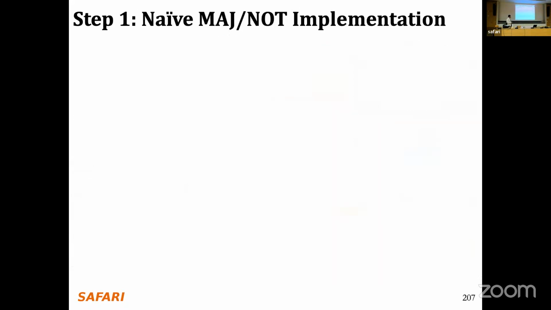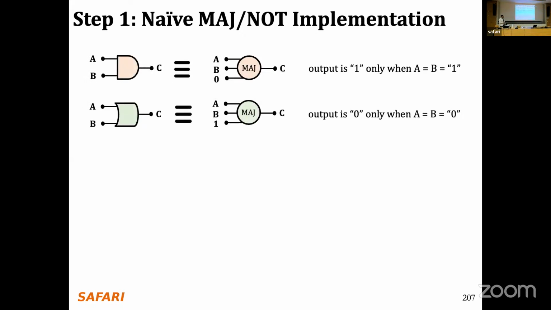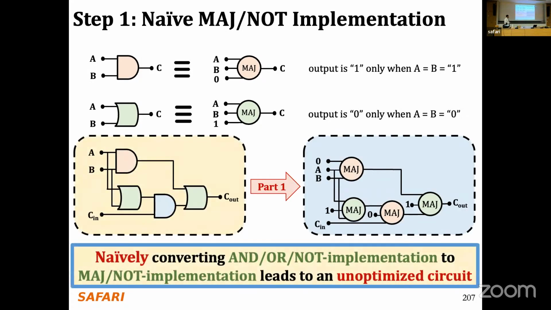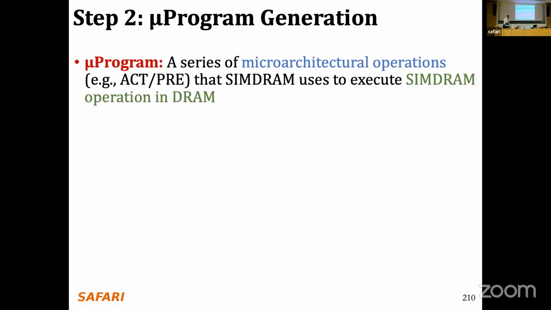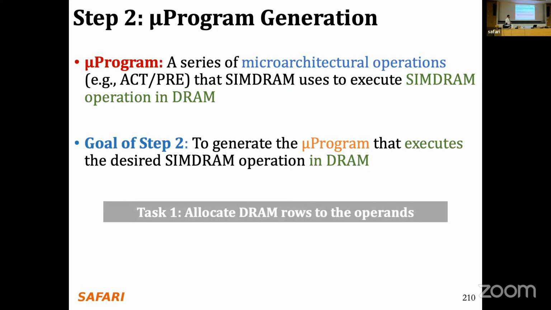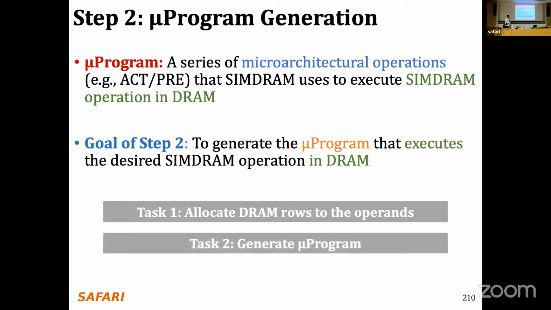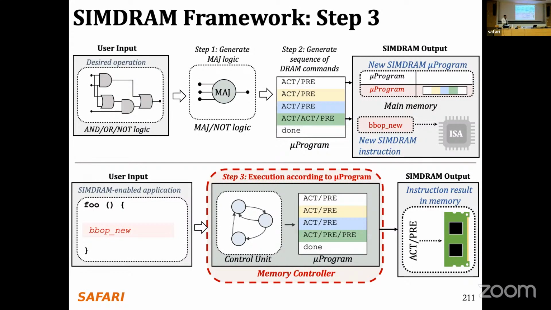Here, I'm going to briefly talk about the 3 of them. So the first step, basically, we want to convert the AND-OR representation of our algorithm into a majority representation because it's more efficient to do computation. And this is done using some heuristics. The second step takes this NOT implementation of your key operation and generates the sequence of DRAM activate and precharge commands that implements the target application that you want to do. And this is broken down into 2 tasks: allocating the DRAM rows for computation and then finally generating this microprogram. And finally, we designed some memory controller that can orchestrate this computation transparently from the programmer itself.